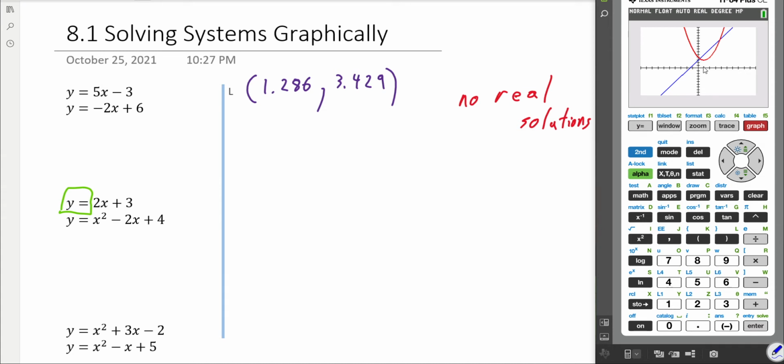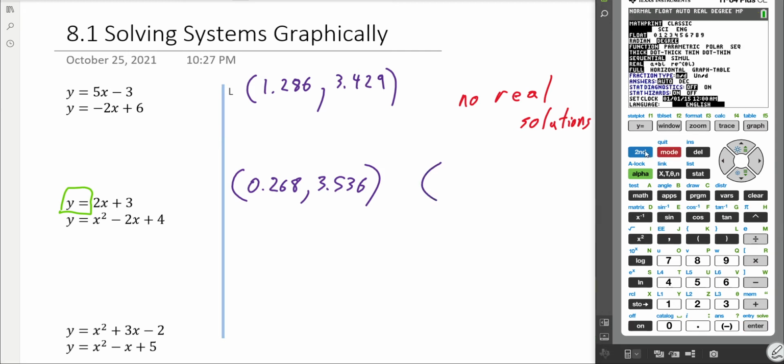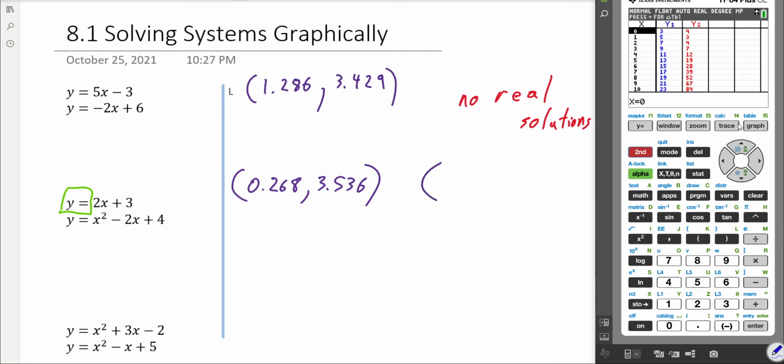There's one near the y-axis at like y equals 3.5 or something, and then the other one is somewhere around the y equals 10-ish mark. So let's solve for both of those. We're just going to have to get the intersect at both points. So roughly there. And this is where it's really important that you guess so that it knows which point you're looking for. So the first point is 0.268, comma, 3.536, bracket.